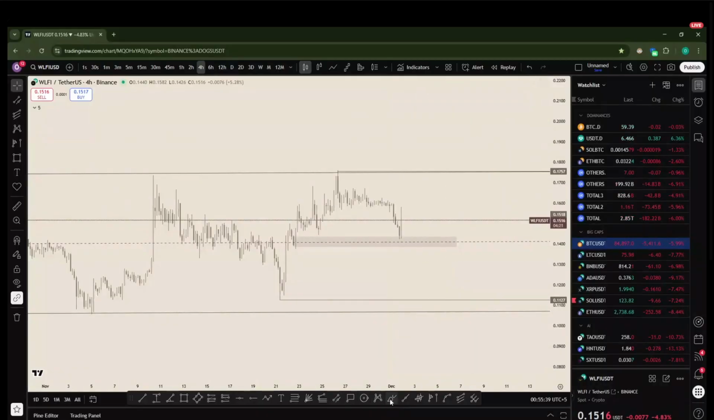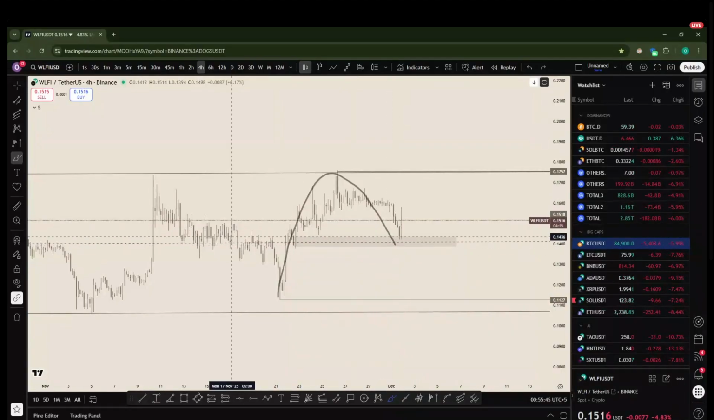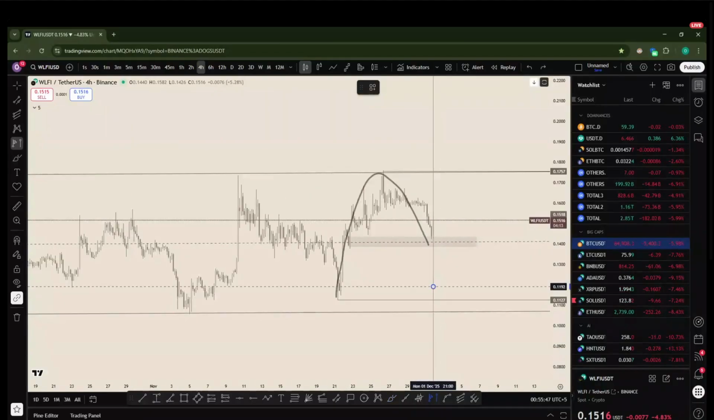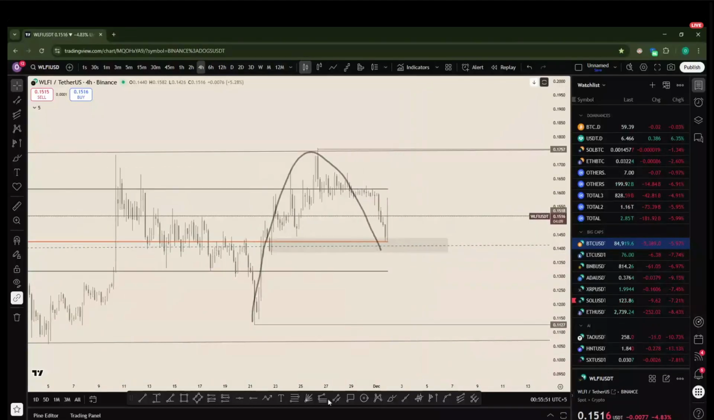This was a good long opportunity, especially after this pump. We are doing a retracement. This was a 4 hour order block, middle of the parallel channel, and of course, the POC. So this was a good long opportunity. Did you catch that long, Juins? I don't know if you did or not, but this was a good long opportunity for sure.